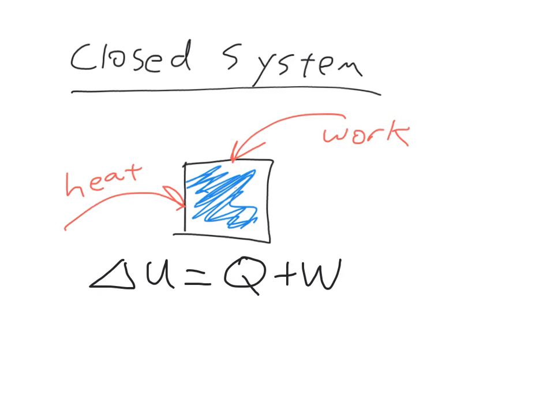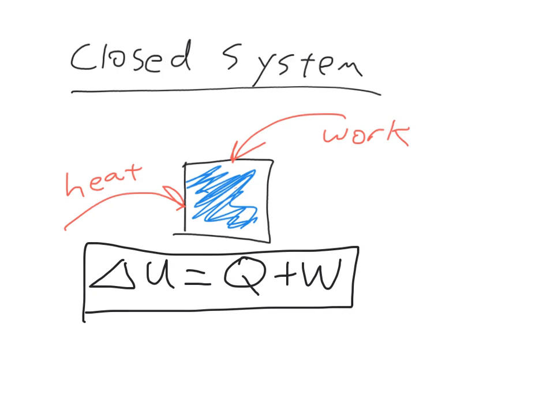So if I write out the energy balance equation, this is the energy balance equation right there. Delta U is equal to Q plus W. Delta U is simply the change of the internal energy of the material in the box. How does it change? By adding in heat or work.